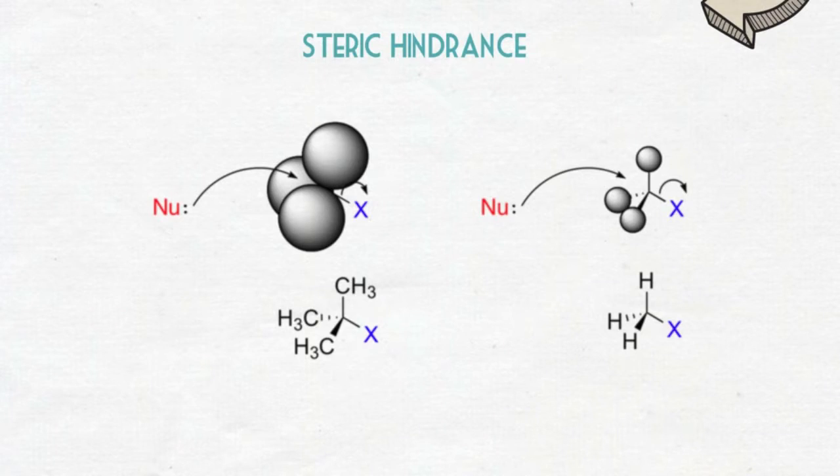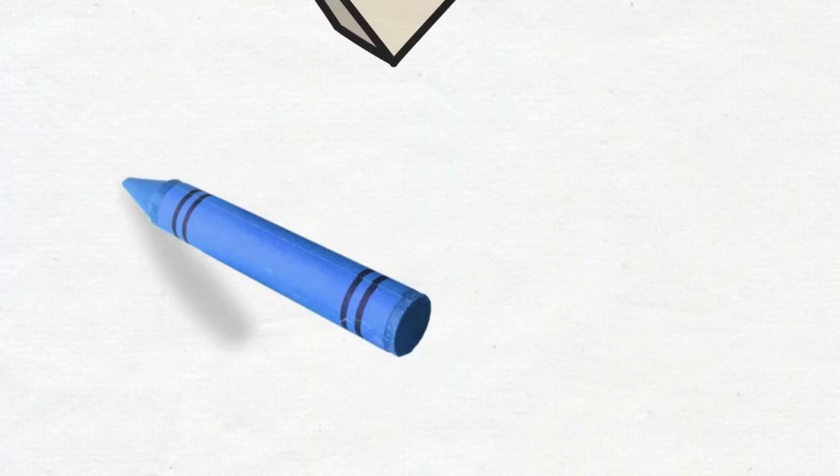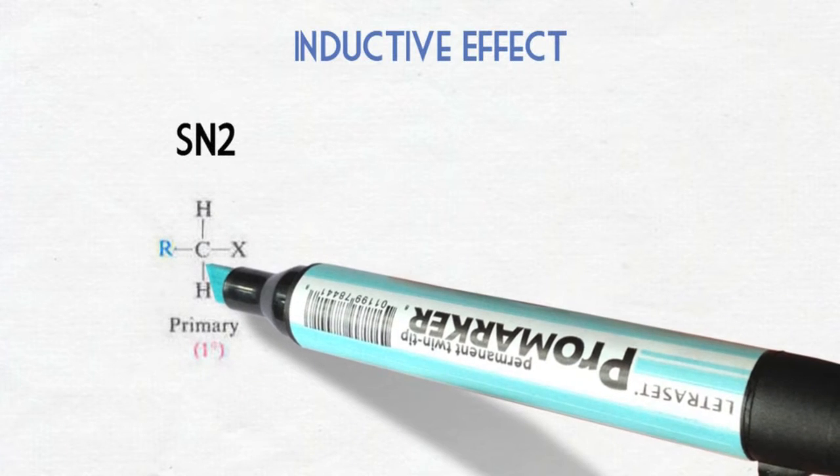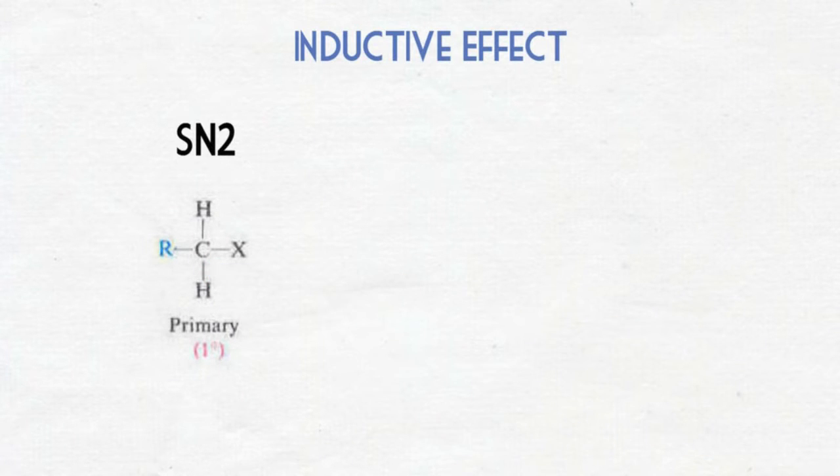the rate of reaction. The second factor is inductive effect, specifically positive, which means that the R groups are electron donating in nature. In SN2, the bulkier the R groups, the stronger the positive inductive effect, reducing the partial positive charge on the carbon to a greater extent, hence making it less susceptible and attractive to a nucleophilic attack. Thus, the rate of reaction is slower.